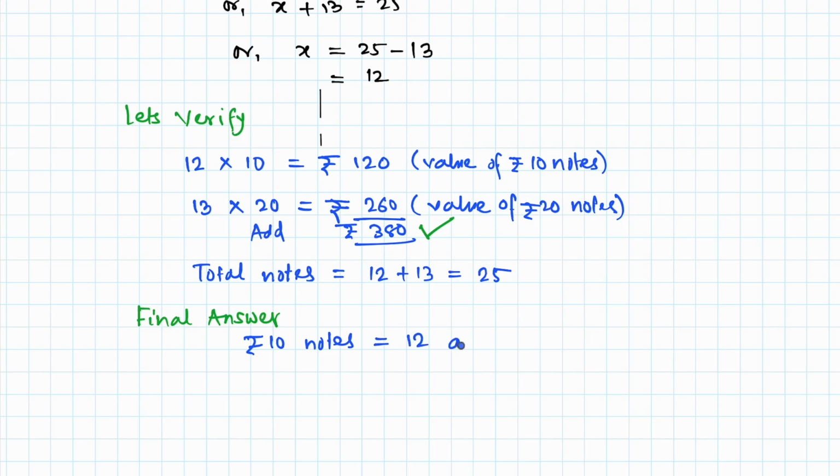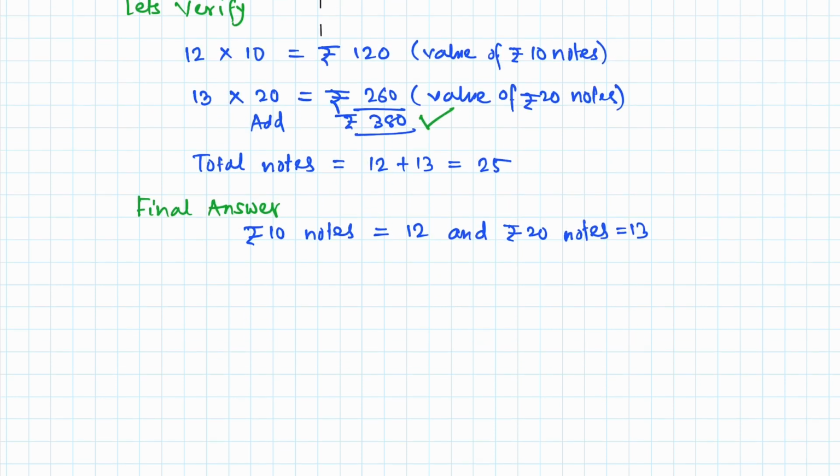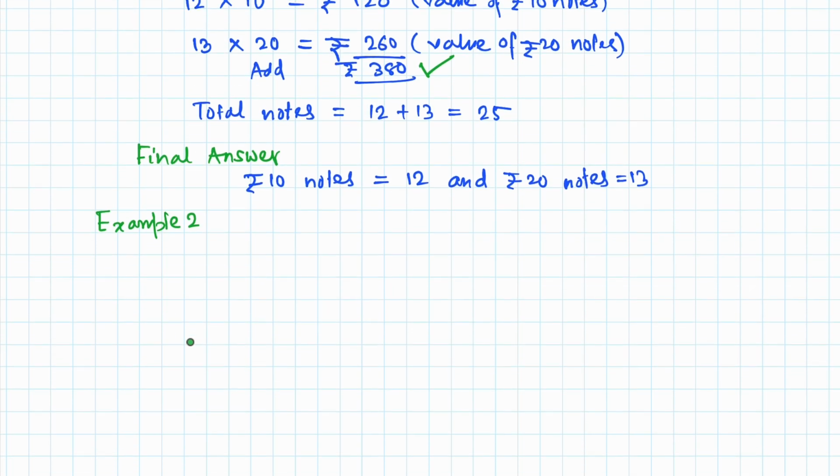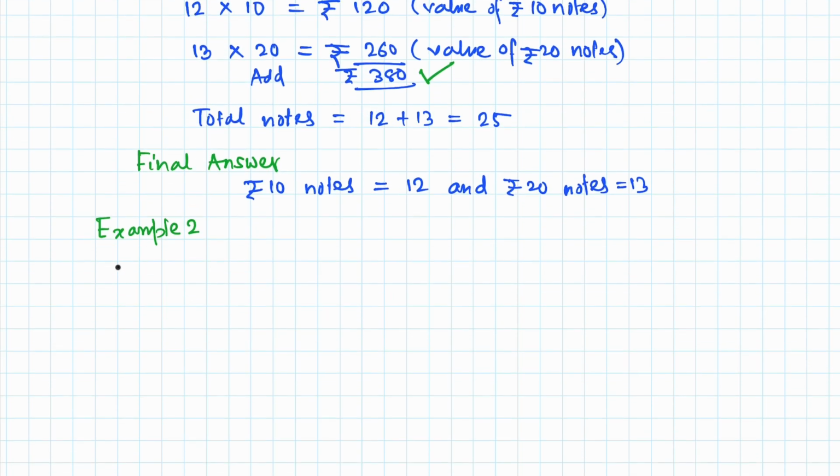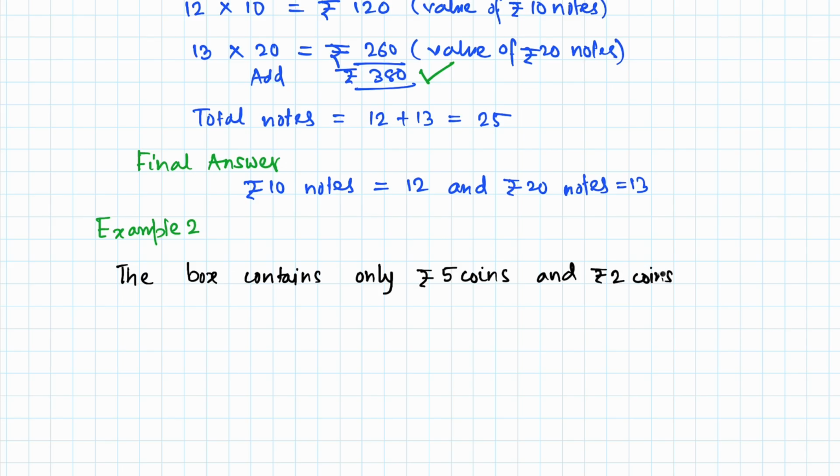So what would be the final answer? The number of 10 rupees notes is equal to 12, and the total number of 20 rupees notes is 13. That gives us the answer to this question. So very easy. Follow these steps and you will get your answer. Now let us take another example, and let us also do these 5 important steps to solve this problem.